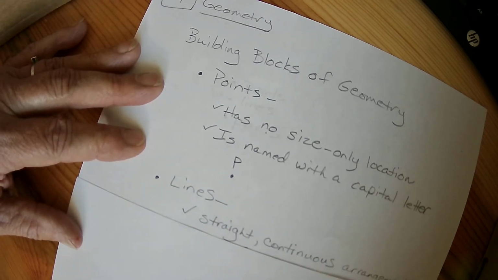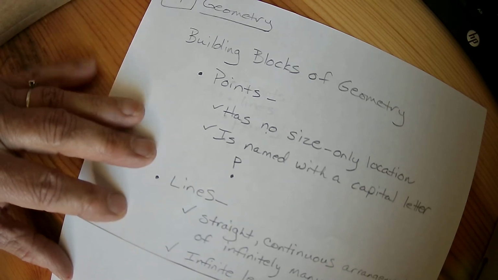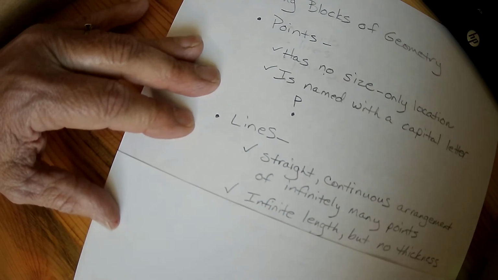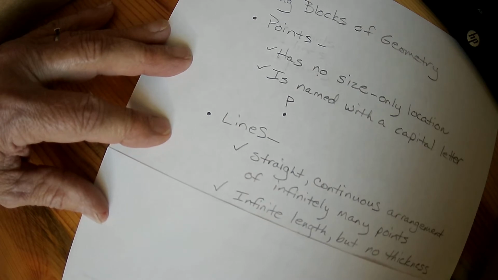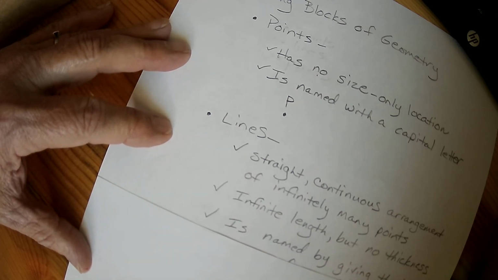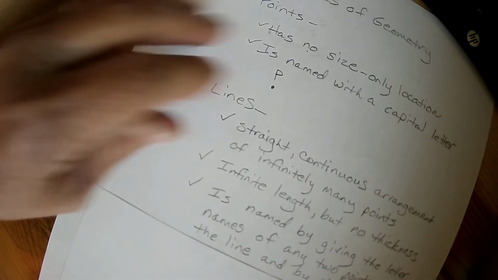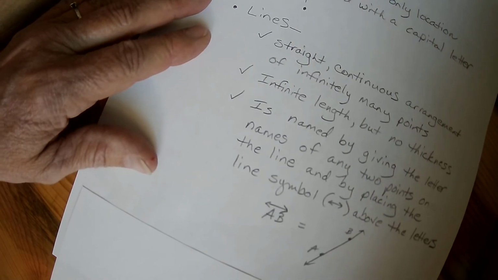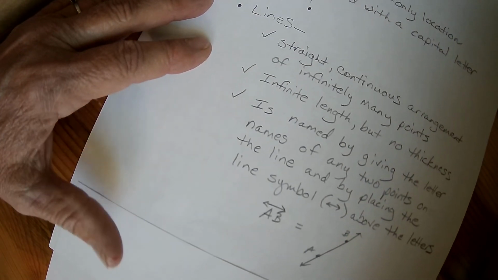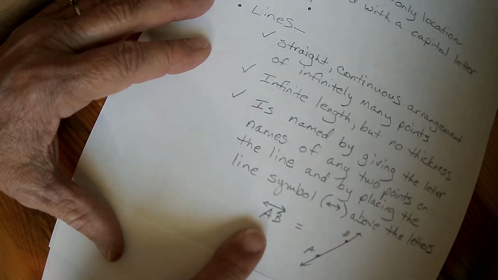Lines: a straight, continuous arrangement of infinitely many points. It has infinite length but no thickness. So again, you can't really come up with a definition of a point and a line because they have no size. Lines are named by giving the letter names of any two points on the line, and by placing the line symbol, which is the little line with arrows on both ends, above the letters. So in this case, line AB can be named in this manner.